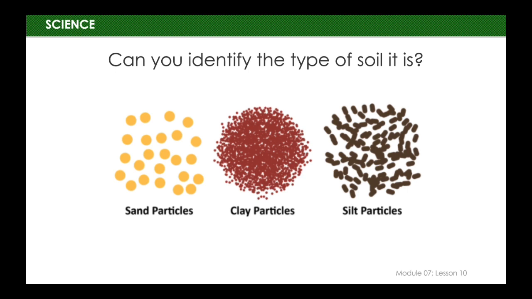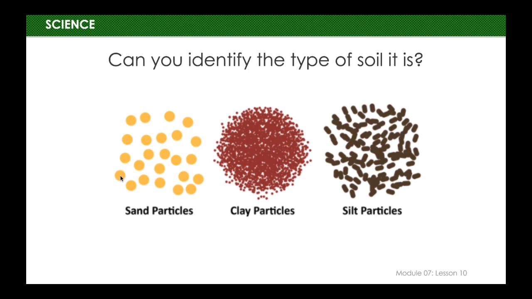Clay is usually very smooth and kind of sticky when it's wet. And then silt, which can also be called humus, is very powdery in the way it feels. Well, there are reasons why sand feels grainy, clay feels sticky, and silt feels powdery. It's because the particles, or the little tiny pieces inside of it, are different sizes.